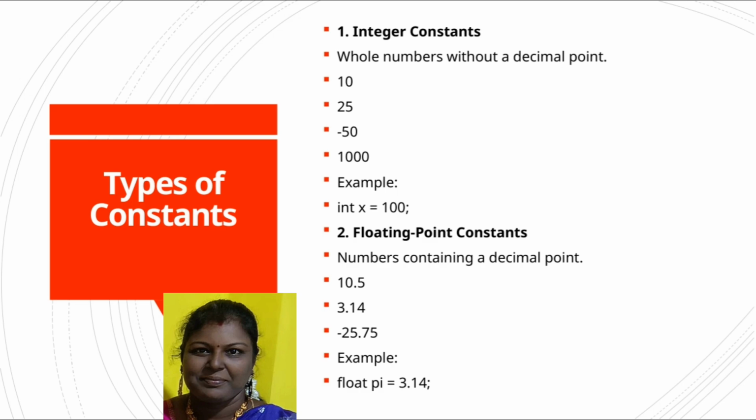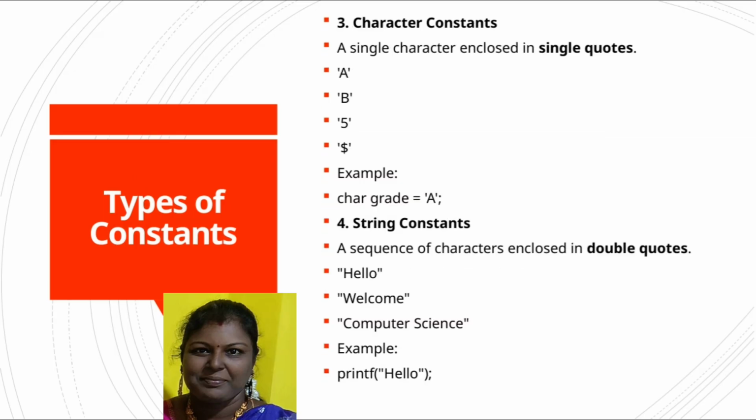Now let's talk about two important types of constants. First, character constants. These are single characters enclosed in single quotes like 'A', 'B', or even a symbol. For example, you might see something like char grade = 'A'. Next, we have string constants. These are sequences of characters enclosed in double quotes like "hello" or "computer science". You'll often see these used in functions like printf to display text. Both types are fundamental when we're working with data in programming.